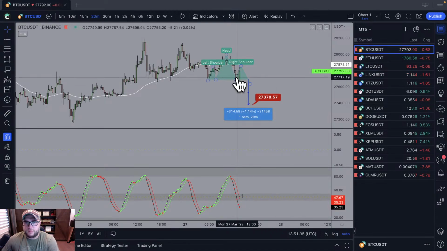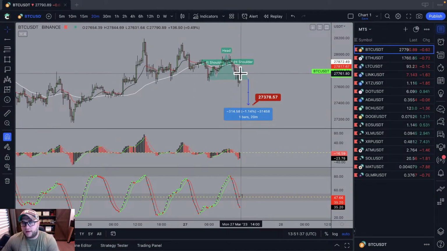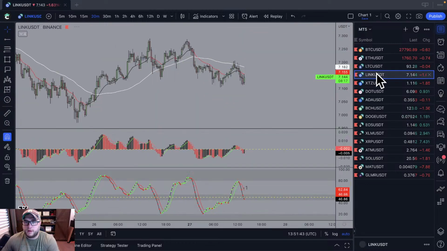And let's see. We tried to break down. Now we're trying to form that right shoulder. We'll keep an eye on that before we jump off.